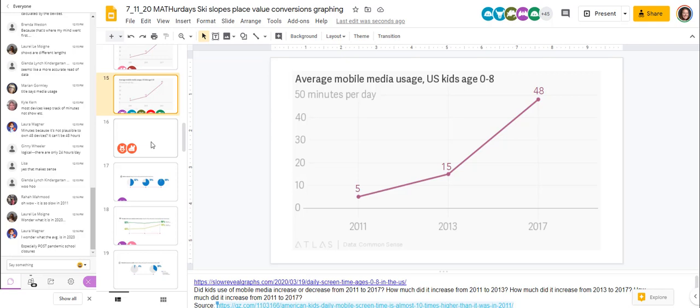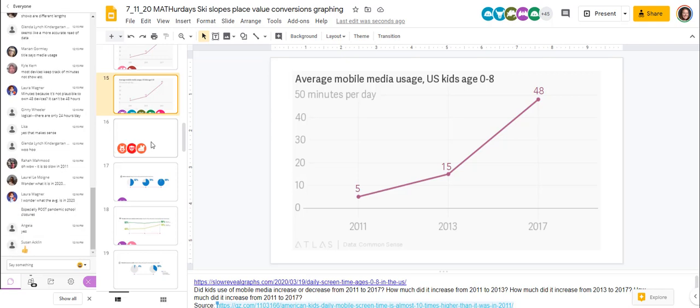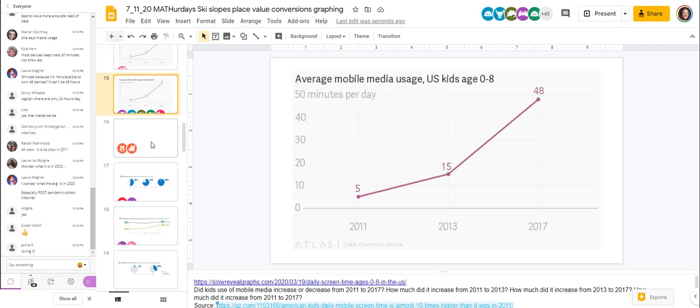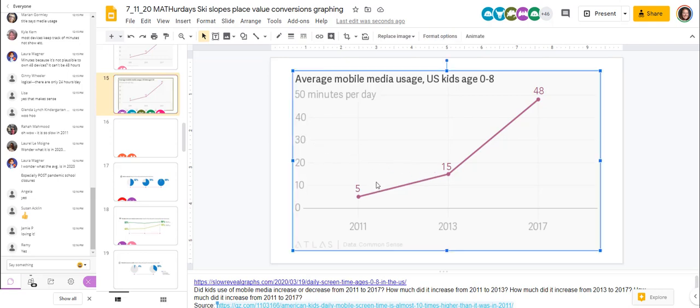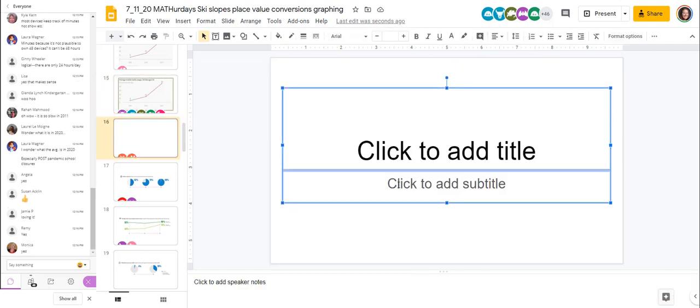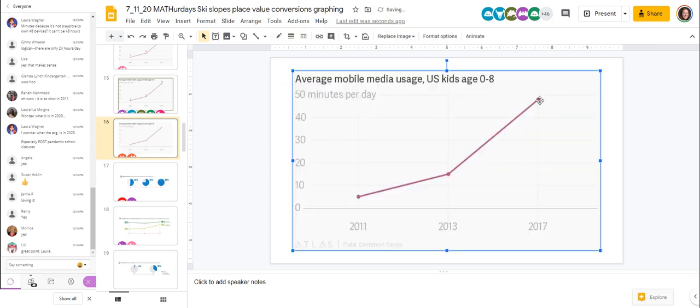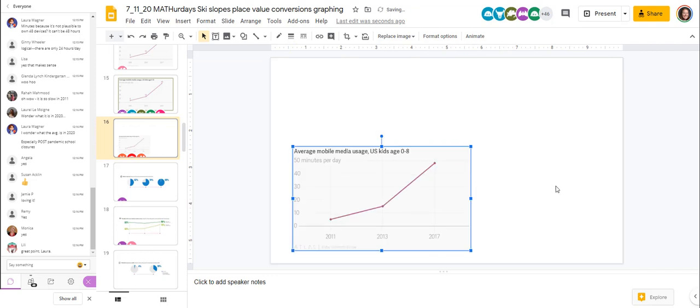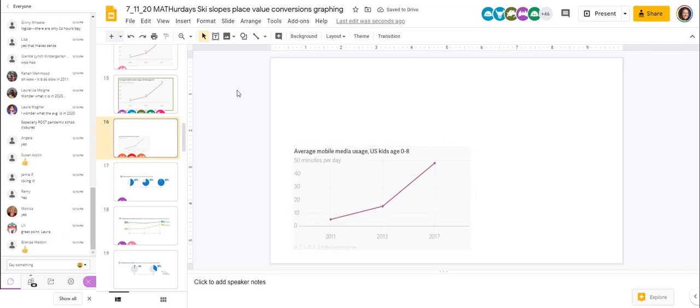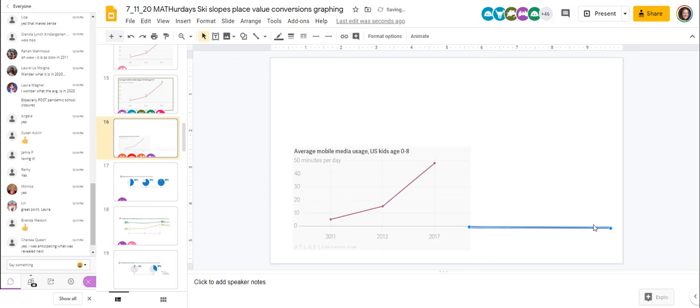Laura, can you tell us a little bit about what you just posted there, what you would expect in 2020? The first thing I think about is, oh my gosh, 48 minutes seems really low, but that's 2017. So I'm wondering what the graph would look like. The slope would increase, but especially with schools being closed and us asking kids to do online learning, that number would jump significantly, I would think.